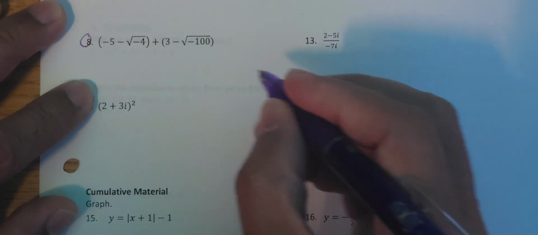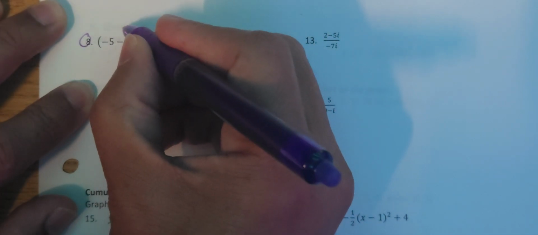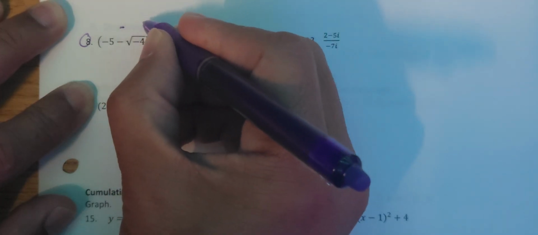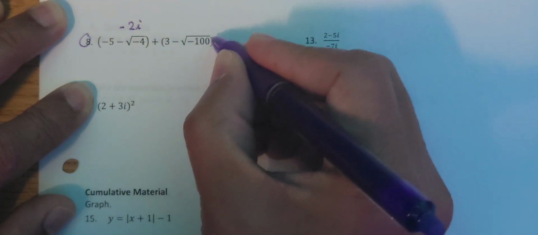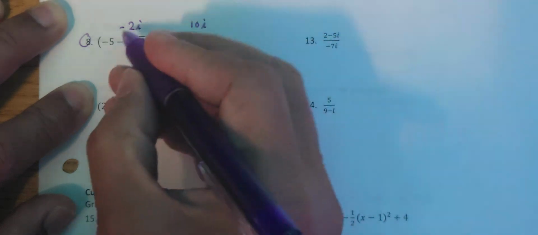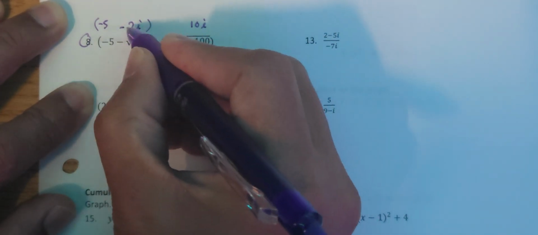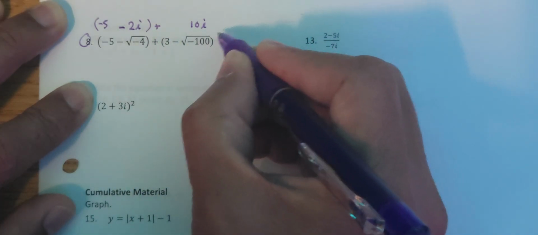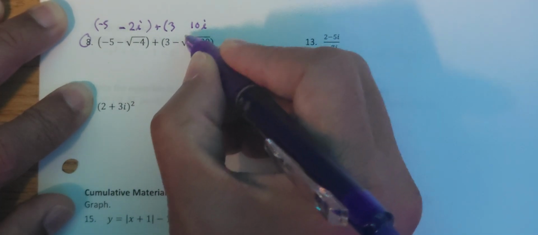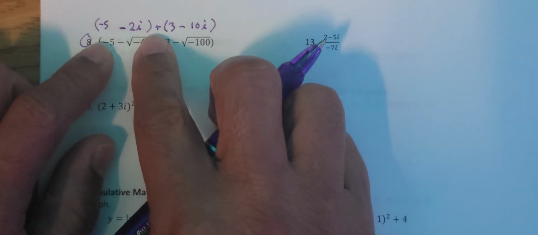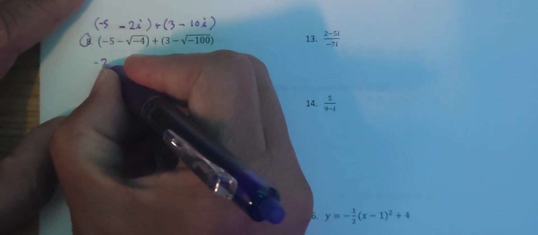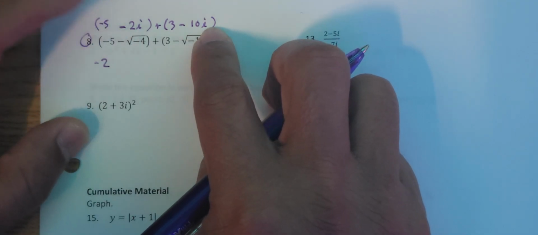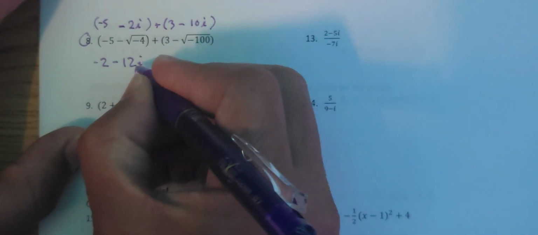Before I do anything else, I'm just going to notice that this is the square root of negative 4. So we know that's a complex number or imaginary number. So that's equal to 2i because of this minus in front of it. And square root of negative 100 is 10i. So then I have negative 5 here minus 2i. There's a plus in between. And then this is a 3. And this is minus, so minus 10i. Then since this is addition, I'm looking at negative 5 and 3. Combine them together, I end up with negative 2 and negative 2i minus 10i. That's negative 12i. So this is the answer to that problem.